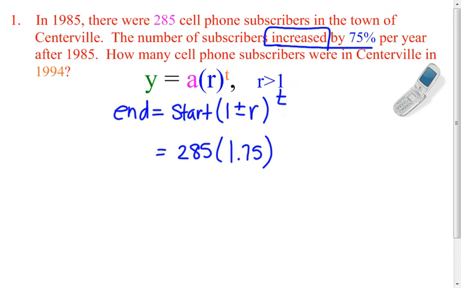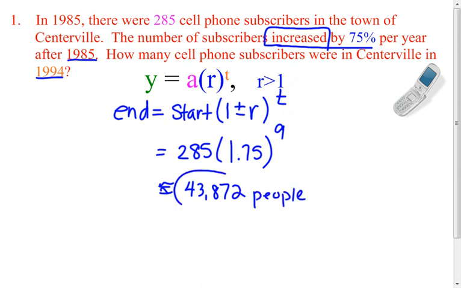Time we need to talk about. We're going from the year 1985 until the year 1994, which is 9 years. Then I will just simply plug that into my calculator, and I should come out to get about 43,872 people. So that's about what should happen.